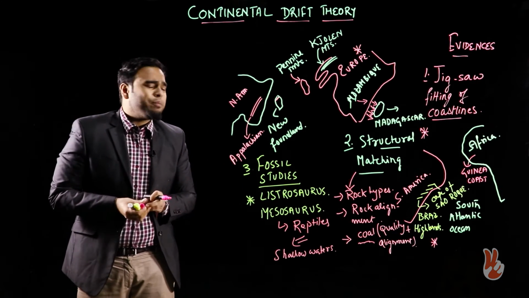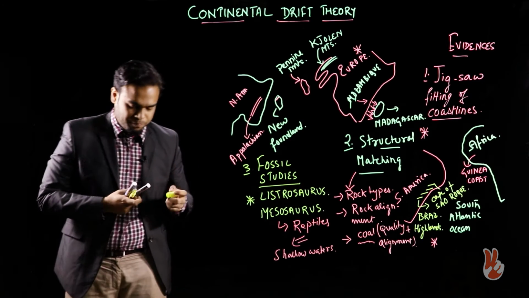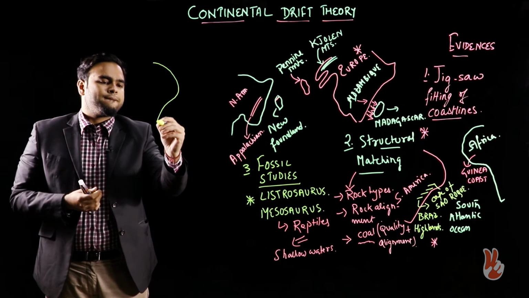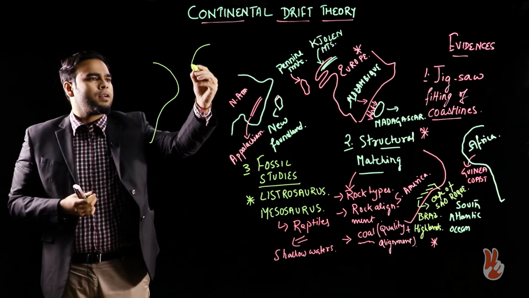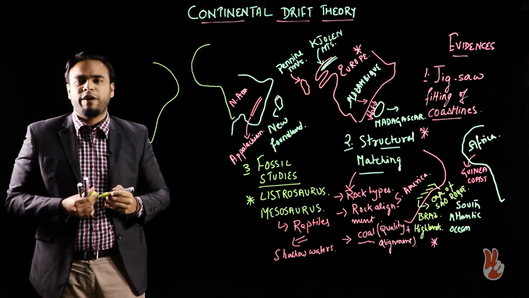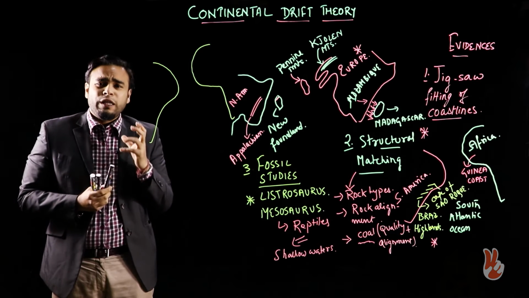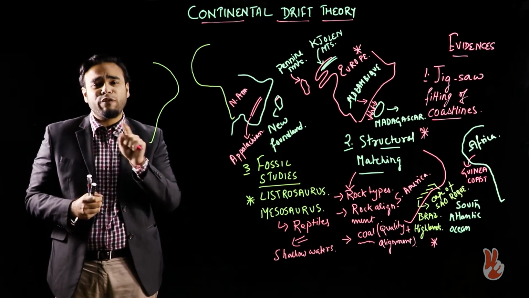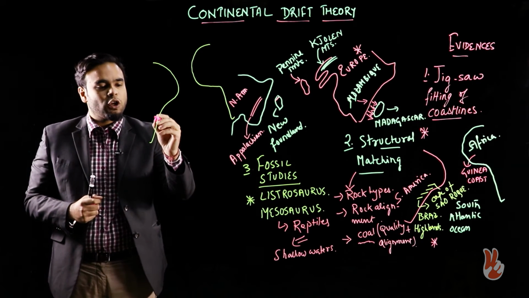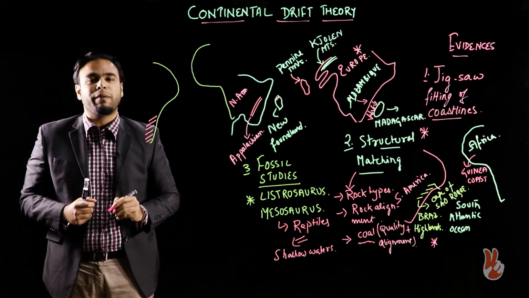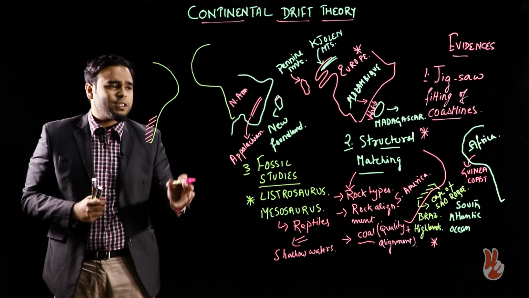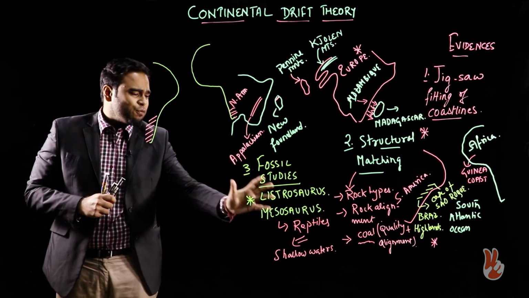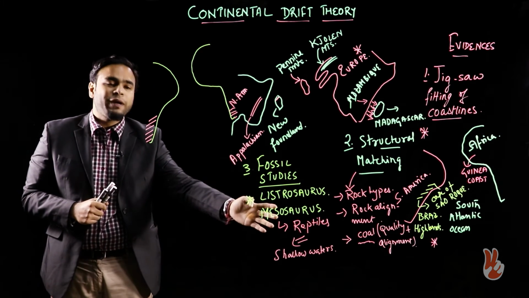Now if you look at South America and Africa again, now let me draw it again. South America, Africa. Fine. Now if you look at the fossil evidences, Lystrosaurus and Mesosaurus, Wegener said, and it is substantiated with scientific claims, that fossils of Lystrosaurus and Mesosaurus are found along the eastern coast of South America, but these fossils are also found along the west coast of Africa. Now these are fossils of reptiles of shallow waters.